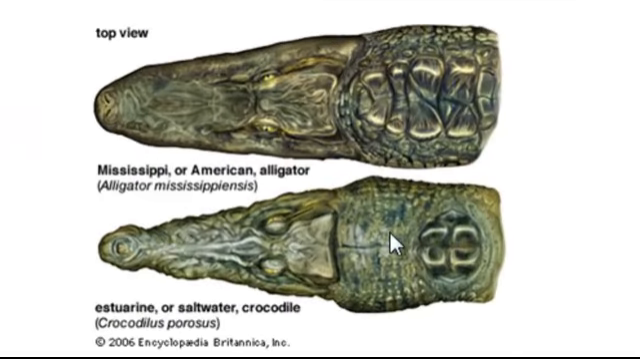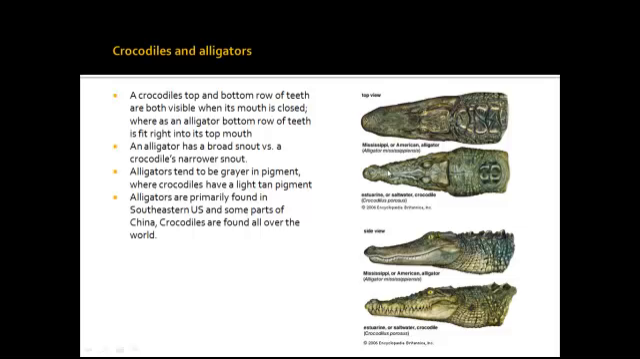Looking at the snouts, you'll notice that the crocodile's snout is much more narrow compared to an alligator, whose snout is significantly broader than the snout of a crocodile. And then for pigment, crocodiles tend to be much lighter and tanner than compared to an alligator, who's much more grayer and darker in pigment. As location-wise, alligators are primarily found in the southern eastern U.S. and some parts of China, whereas crocodiles are found all over the world.